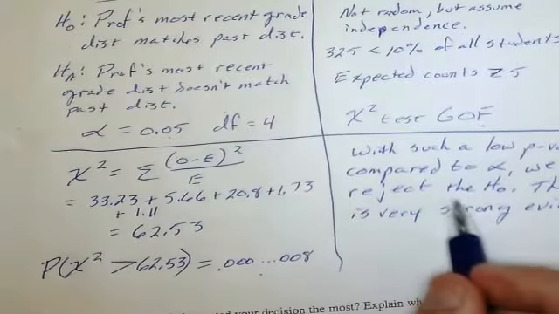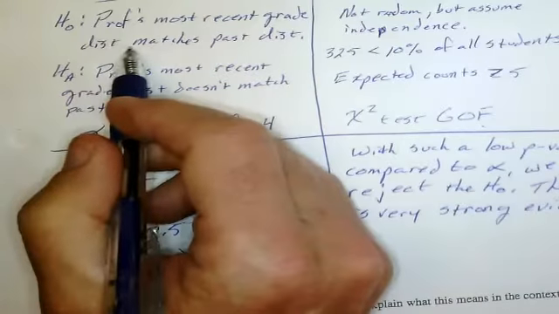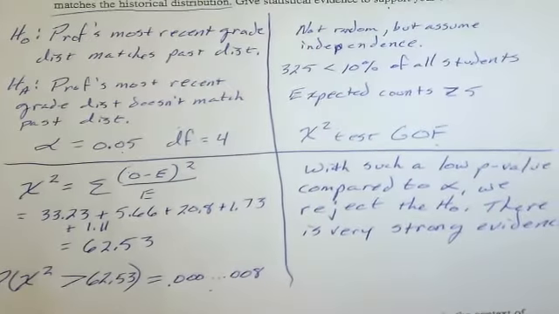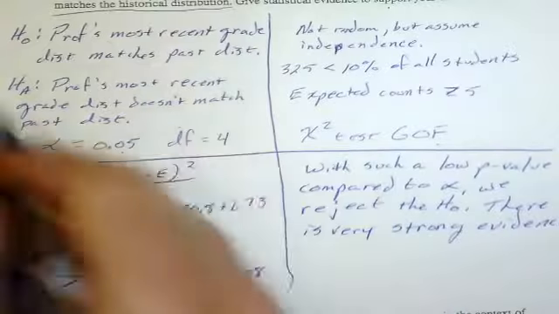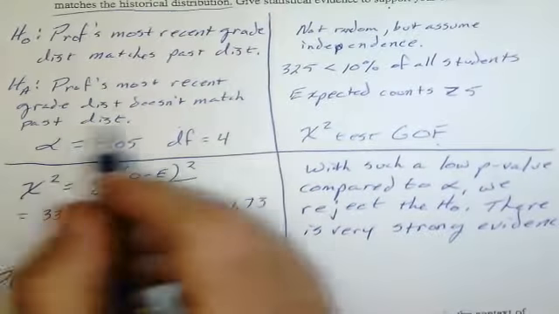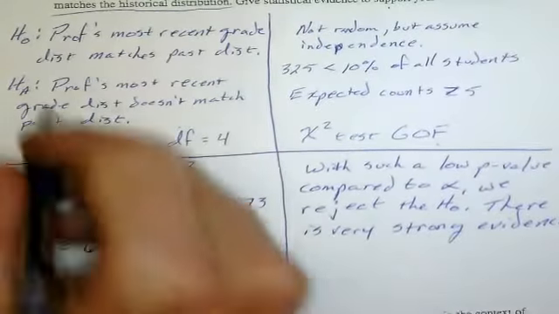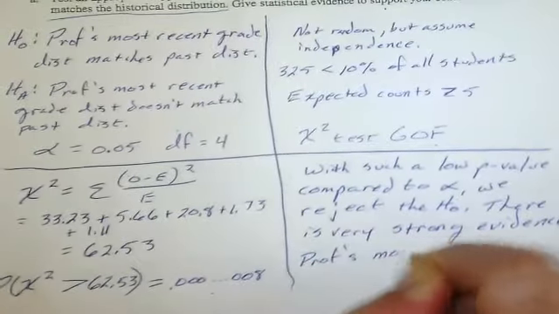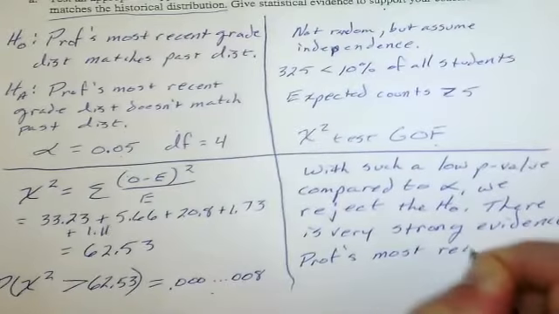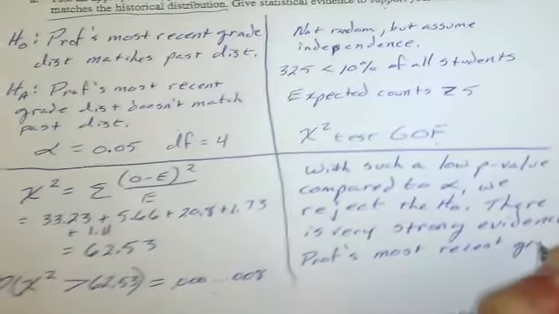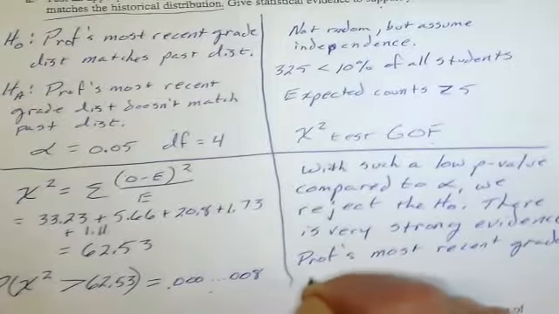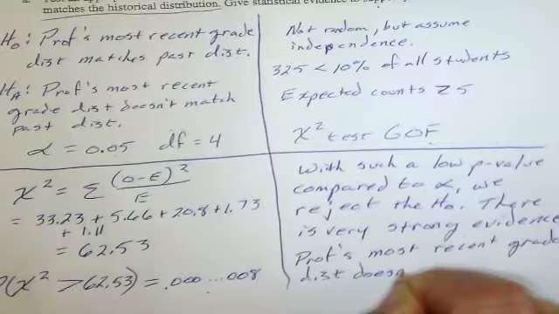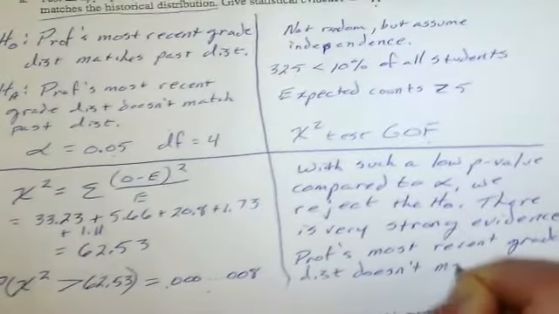Since we rejected the null, this is not considered possible. Oh, I'm sorry, you're not seeing enough, are you? I'll fix it in just a moment. This is not accepted. This has to be accepted. Okay? There's strong evidence. We just regurgitate the alternative now. Professor's most recent grade distribution does not match past distribution.